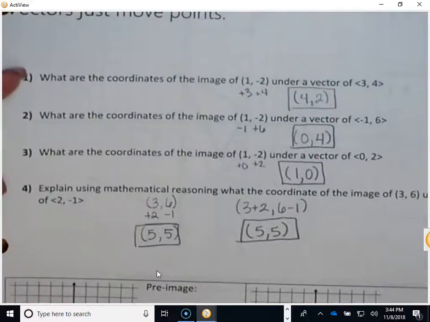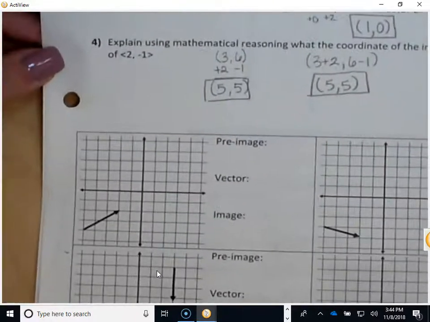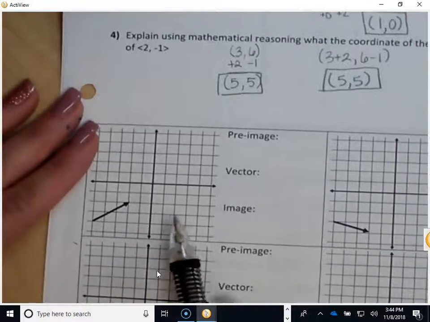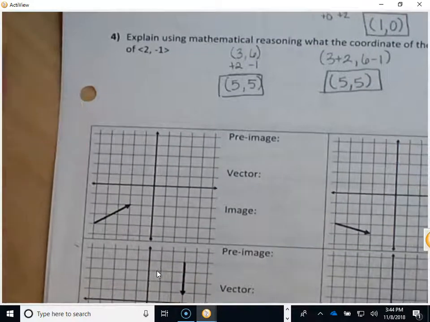All right, now as far as seeing a vector on a graph, we've seen the notation for it, but now let's see it on a graph. Let me find my notes, see if we had pre-images on here. Okay, so I'm going to give you points, and we're going to write down what those pre-image point coordinates are. We can see the vector from the graph, we'll figure that out from that, and then we're going to figure out where the new point is going to go.